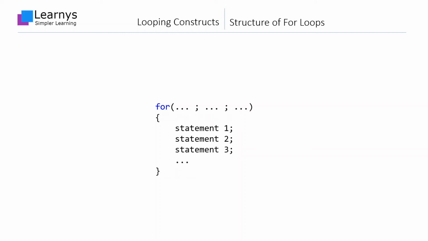The pair of round brackets consists of a pair of semicolons in between them. The pair of semicolons divide the area in between the round brackets into three sections. Each section affects some aspect of the flow of execution of the for loop. In order to understand the for loops, you need to understand the significance of each of these sections, and you also need to understand in what way they control the execution of the for loop.